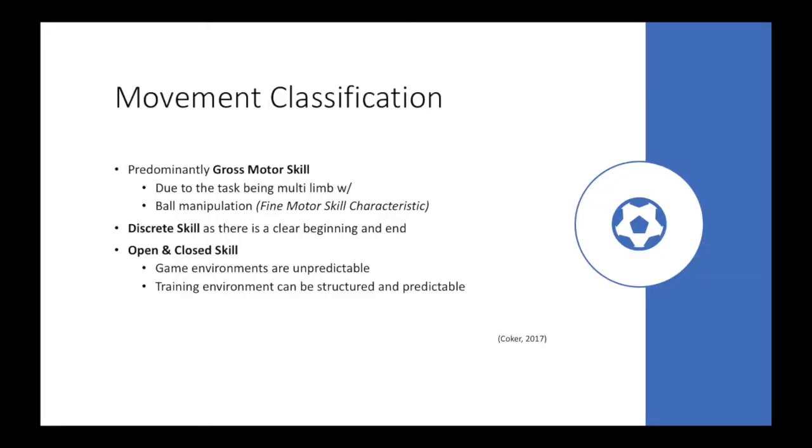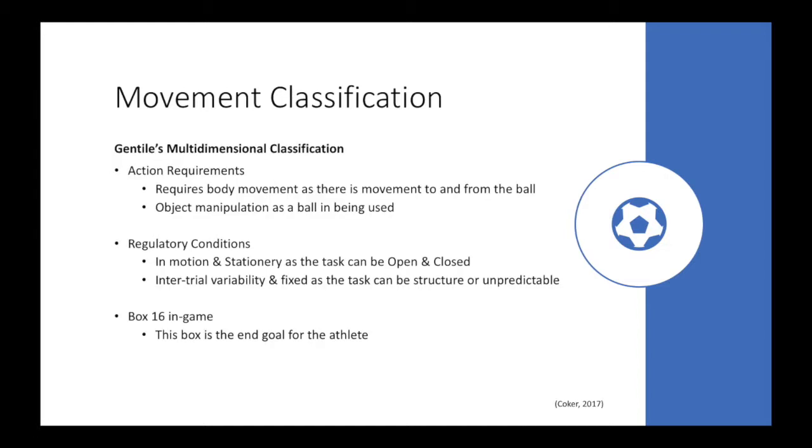These motor skills can be considered predominantly gross motor due to there being multi-limbs used, but also because there is ball manipulation involved. This is a discrete skill as there is a clear beginning and end, and it can be considered both an open and closed skill, as game environments can be unpredictable whilst training can be structured and predictable. Gentile's classification states that these skills require body movement and object manipulation. These can also be done in motion and stationary, and there can also be intertrial variability, and it can also be fixed.